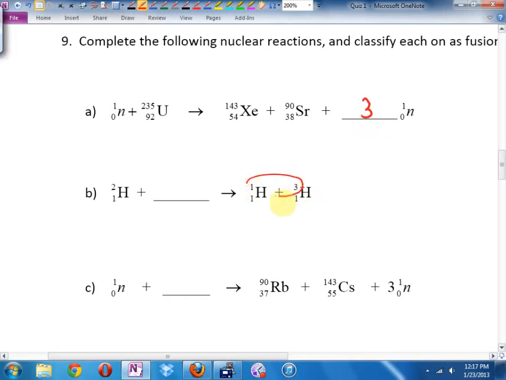Here, we're fusing. I have a mass of 4, so that means I need a mass of 4 over here. I have a total of 2 protons, an atomic number of 2. I got 1 proton there. I'm going to have 1 proton there, and that's going to tell me which element this is. Which element has 1 proton? Which is element number 1?